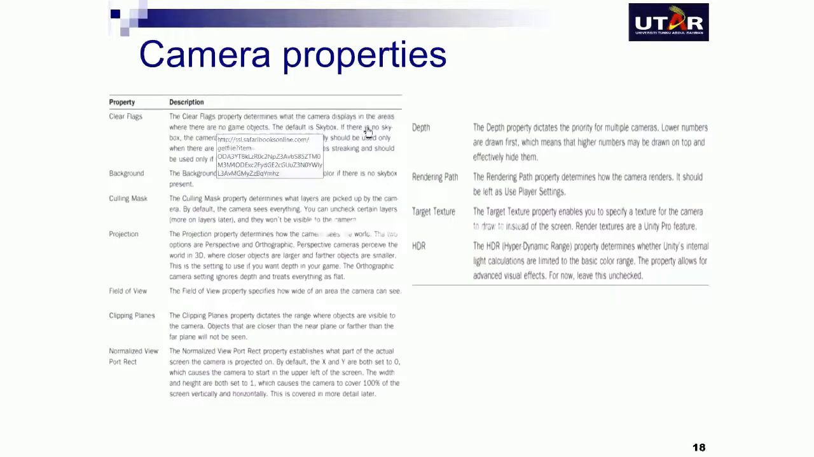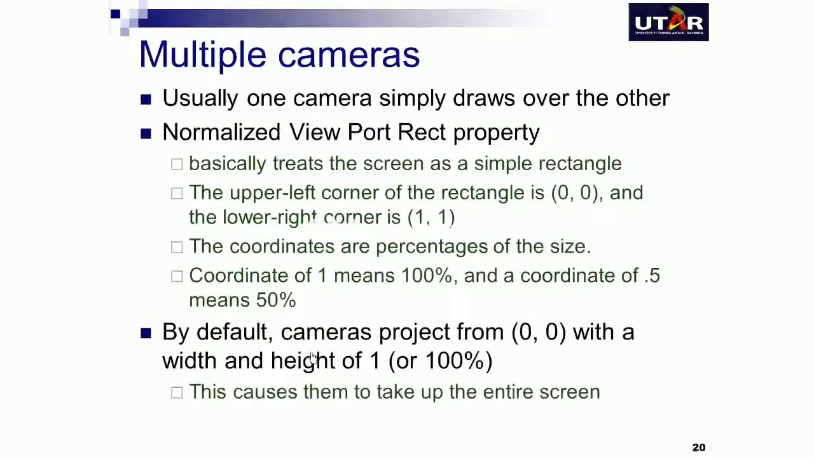Clear flags determines whether the camera displays in the areas where there are no game objects. The default is skybox. If there's no skybox, the camera will default to a solid color. So all these are different properties that we will work with at later points when we work with cameras in different types of scenes. Just to note, we said earlier, by default, cameras project from 0, with a width and height of 1 or 100%, and this causes them to take up the entire screen, as we saw earlier.